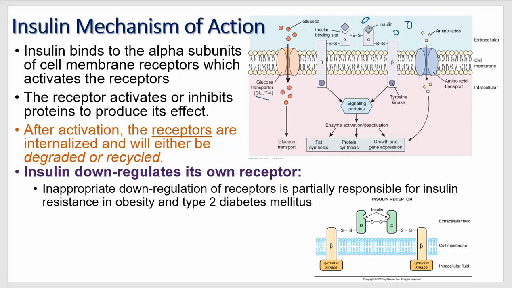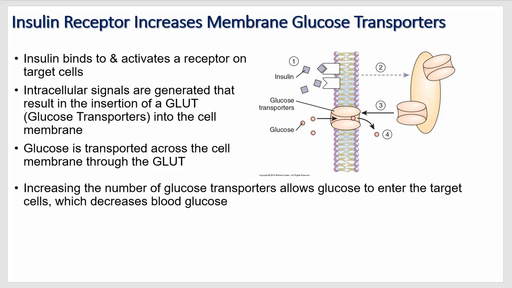Okay, so review: insulin binds, causes responses that overall are going to cause the storage of energy and movement of glucose into the cell, and then the insulin receptor is internalized, and then it's either broken down or it's recycled and moved back out. But it's downregulated by the binding of insulin.